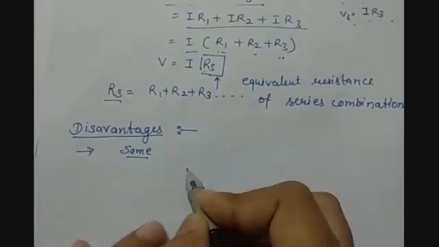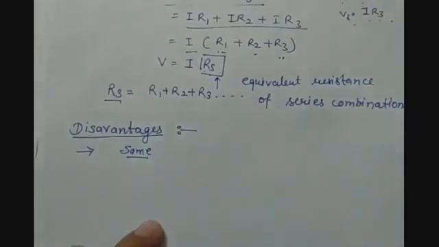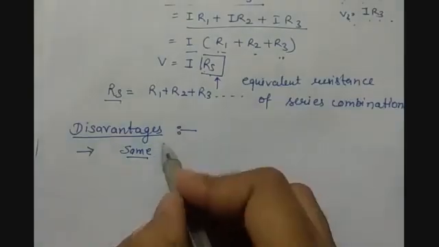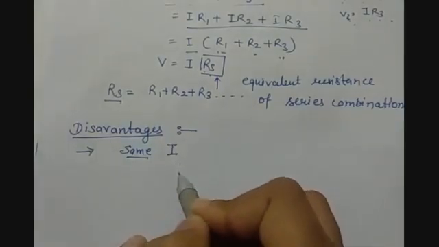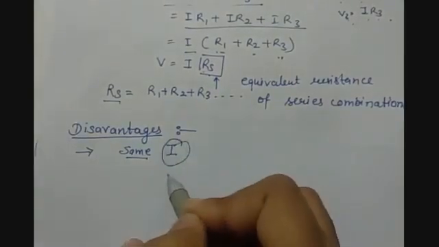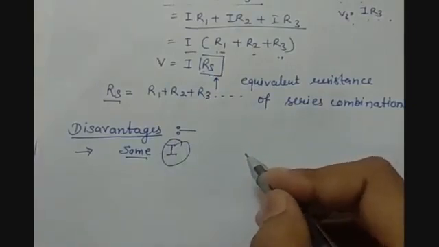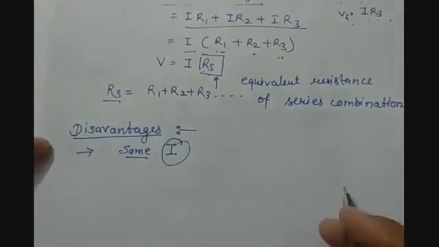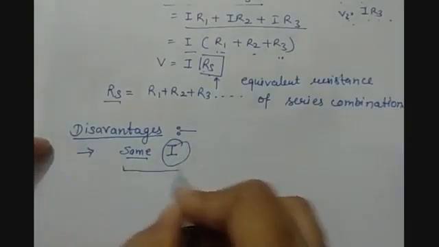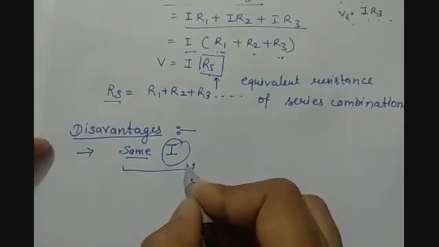Or you can say, if we talk about the electrical circuit, then the same current flows through each electrical appliance, which is not required generally, because each electrical appliance has its own requirement for current. They work on different currents. So this is one of the disadvantages, which is not required.